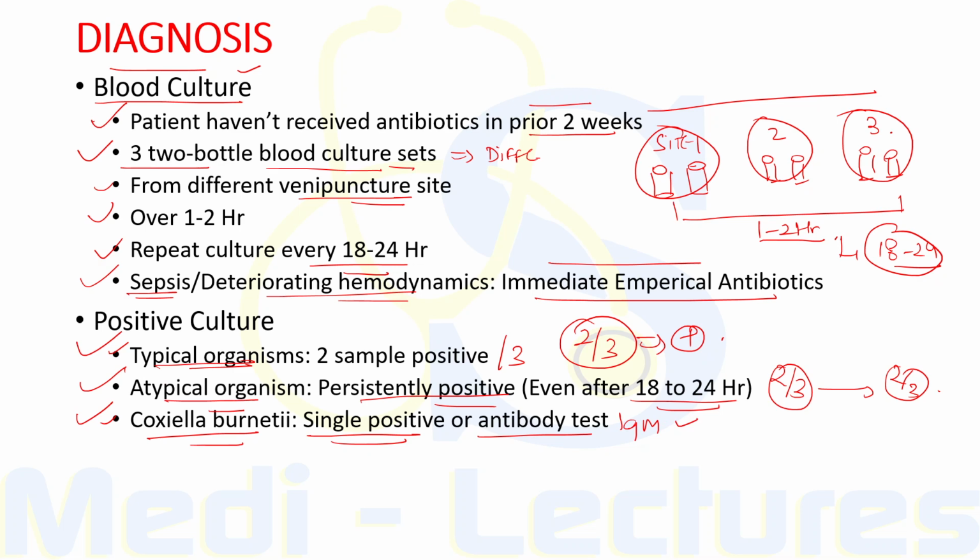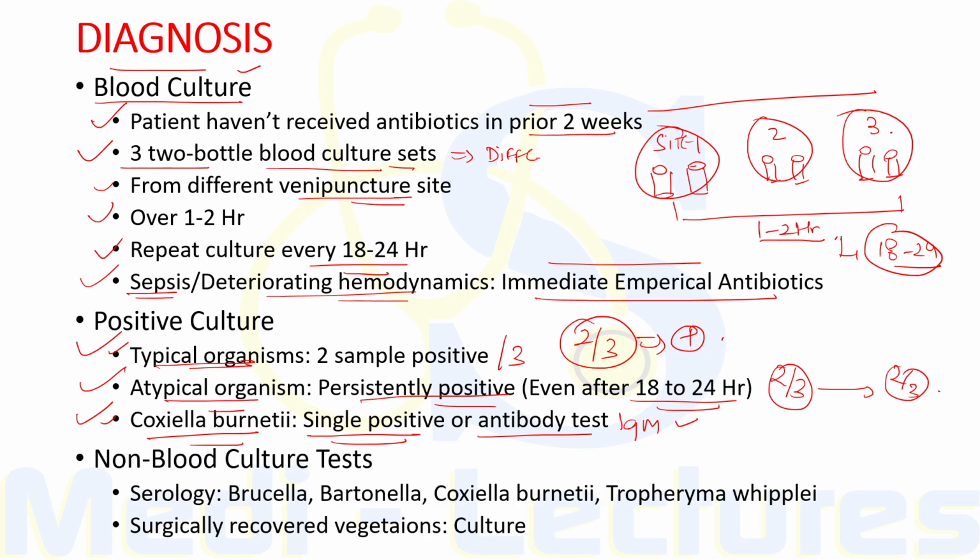Now other than blood culture, we have certain non-blood culture tests like serological tests, which can help identify organisms that are challenging to recover by culture, such as Brucella, Bartonella, Coxiella burnetii. So antibody test is used for Coxiella burnetii, Tropheryma whipplei, etc. Now organisms in surgically recovered vegetations can be identified by culture or histopathological examination using special stains, as well as molecular testing like polymerase chain reaction. This molecular testing can particularly be useful when tissue sample is limited and should be prioritized over the culture.